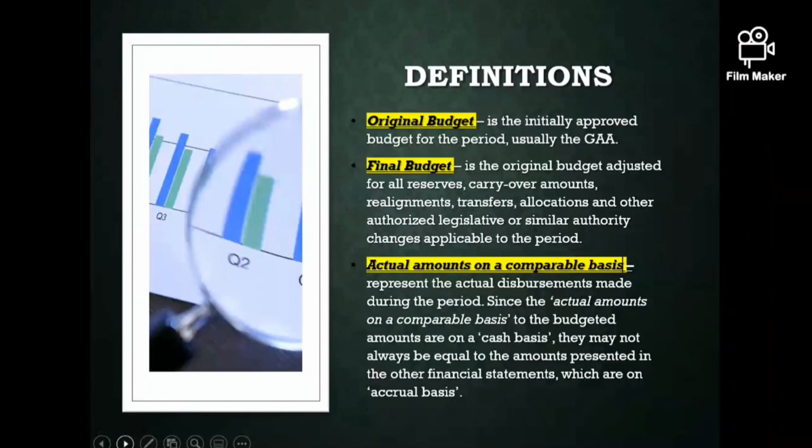Okay? Next natin is actual amount on a comparable basis. Represents the actual disbursement. When we say actual disbursement, actual cash outflow ha. Outflow na ito. Hindi accrual of expenses, outflow of cash. Since actual amount on a comparable basis to the budgeted amounts are on a cash basis, they may not be always equal to the amounts presented in other financial statements.